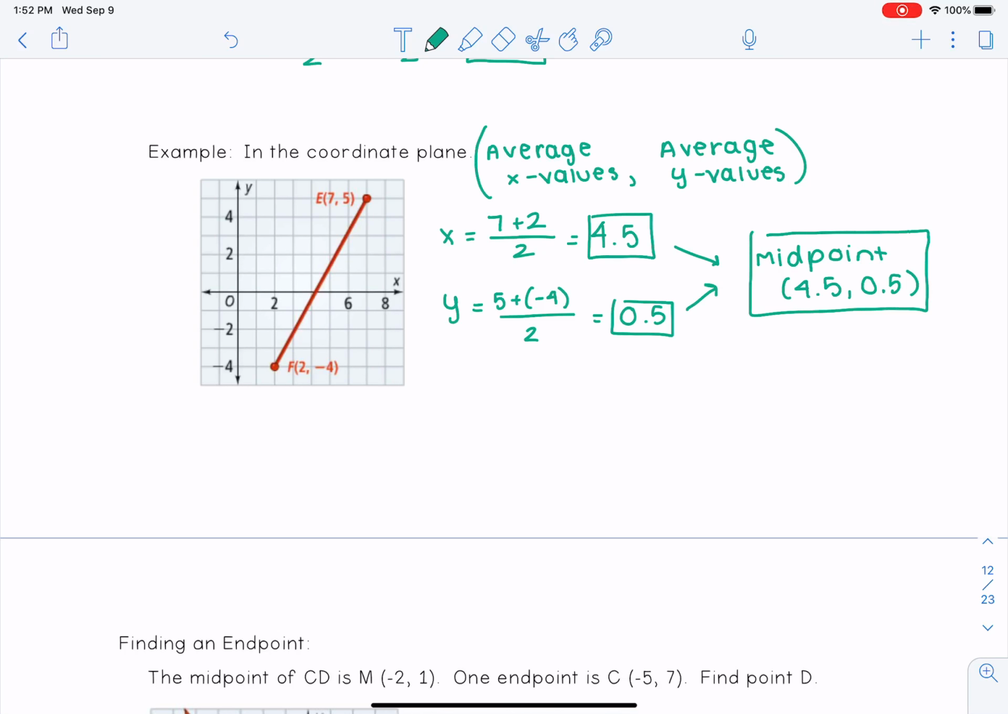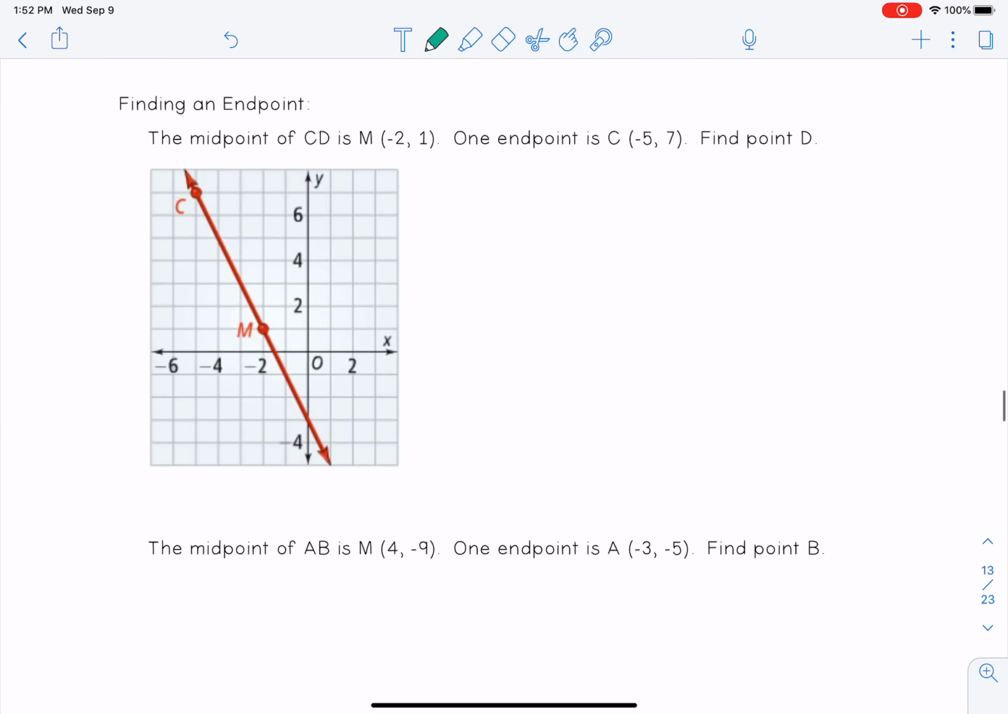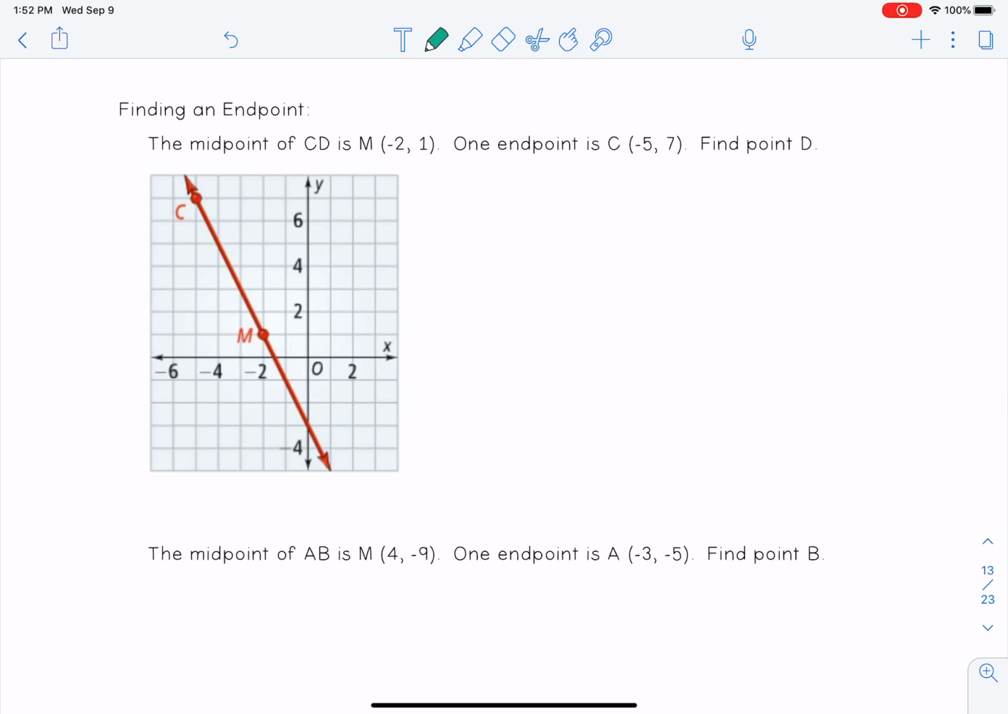The last thing we might encounter is we have a midpoint and one point and we want to find the other endpoint. So the midpoint of CD is right here and it's negative 2, 1. One endpoint is negative 5, 7. So we can figure our endpoint D is going to be somewhere over on this side on this line. But we want to find the exact point.